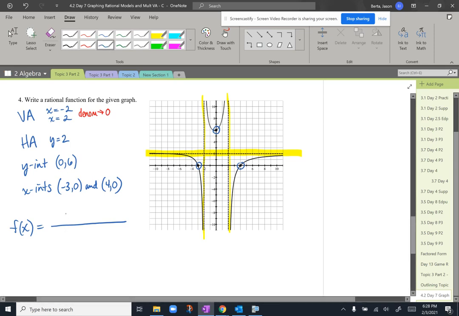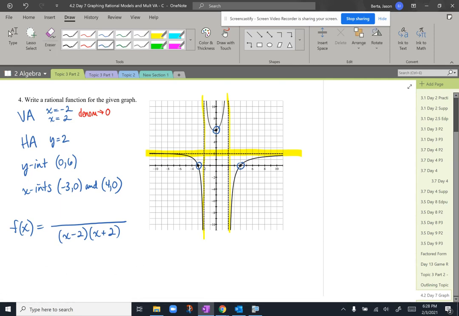We can just write it out in factored form. If we write x minus 2 and x plus 2, we know that if we plug 2 in for x here, that's going to make the denominator 0. And if we plug -2 in here, it's also going to make the denominator 0. So that's how we use the vertical asymptotes.